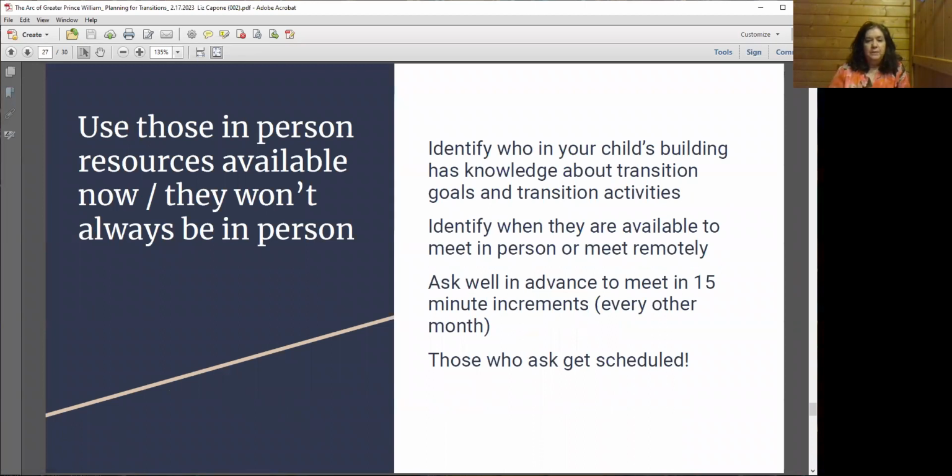This is one I really, really want to emphasize. As we're coming to a close, if you have in-person resources, you want to use them now. I alluded to this at the beginning. They are available to you now. They're not necessarily available in an hour, but ask them now. Say, hey, I want to plan for next summer for some opportunities for my child. Could we touch base 15 minutes every other month so I can ask you about your experience with XYZ?